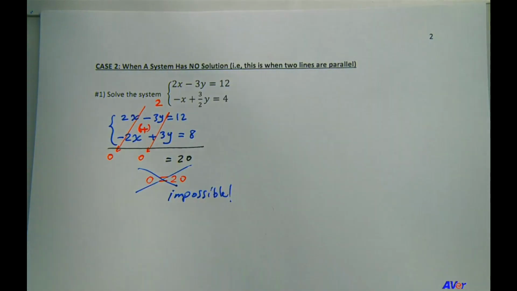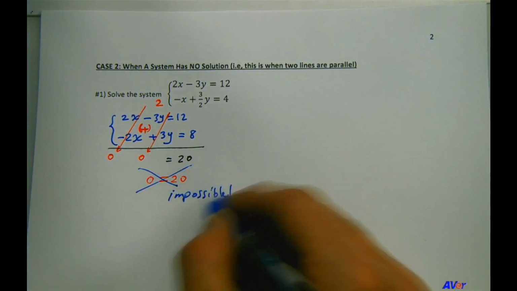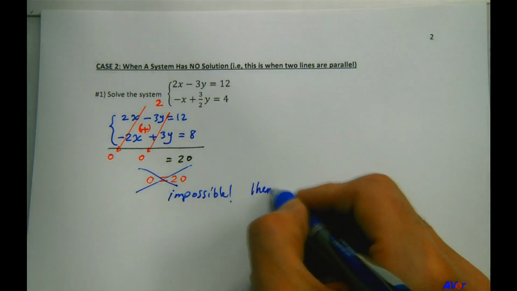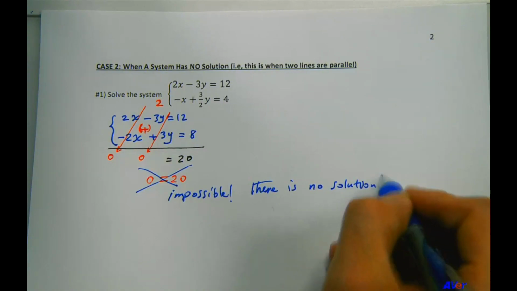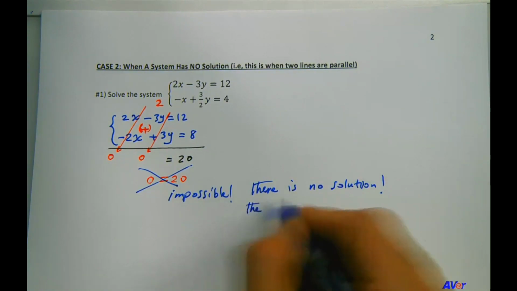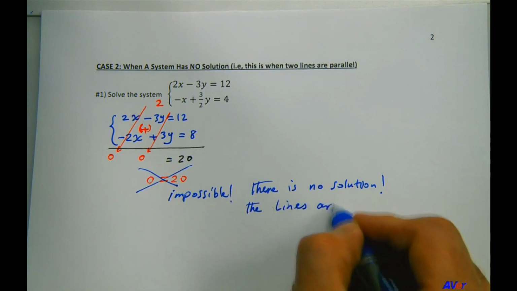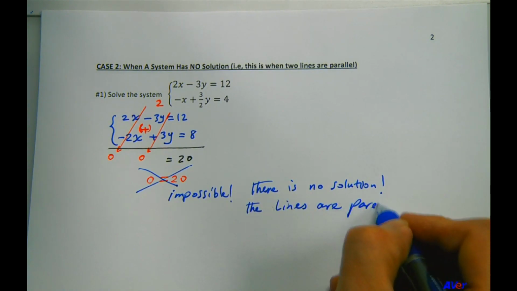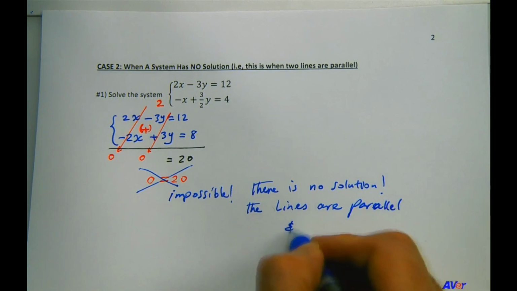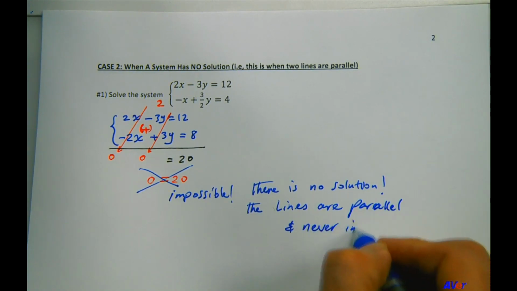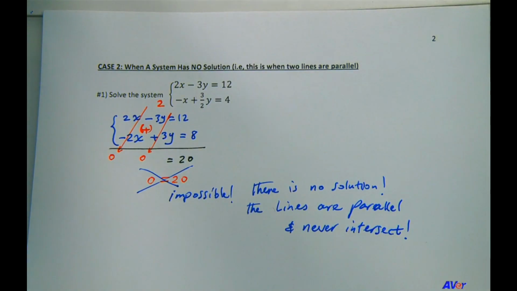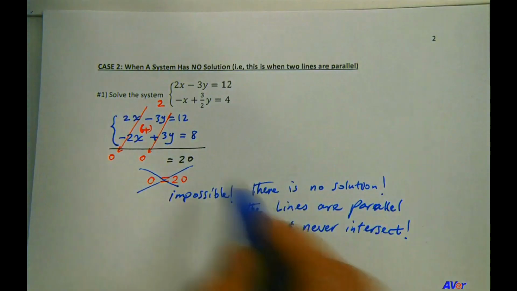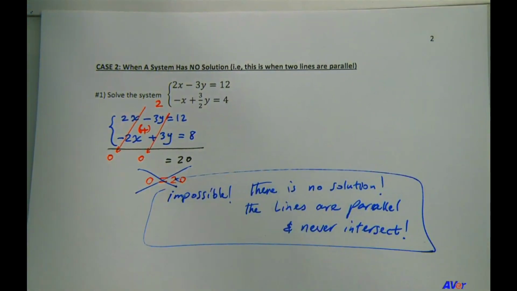They are parallel lines. So there is no solution, and the lines are parallel and never intersect. Okay? So that's our final conclusion here. So let's take a look at the graph of these two.